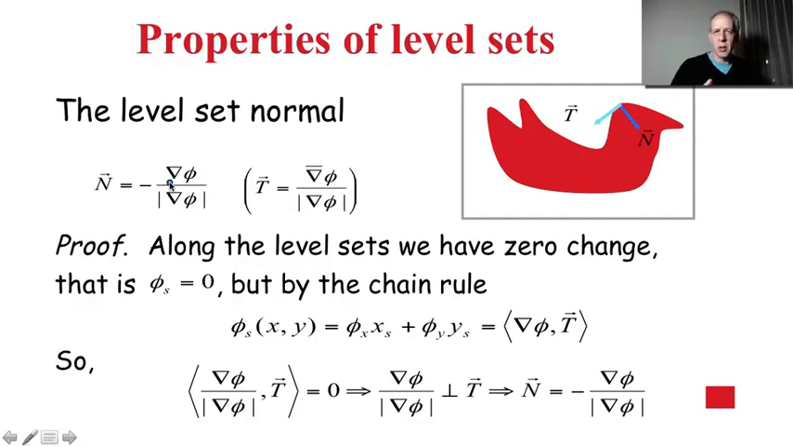That's a convention because I want the normal to point inwards. It's just a convention. And of course, the tangent will be this. It's basically a perpendicular vector. Let's prove that. It's not hard to prove.